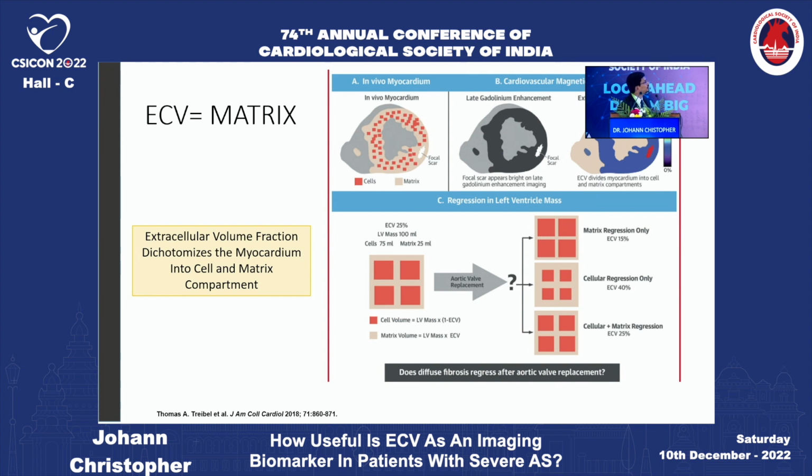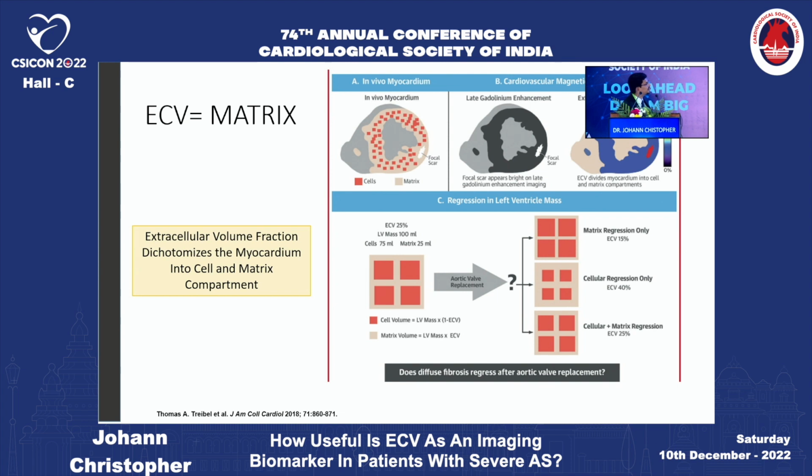Now, we do know that the myocardium has cells and matrix, as you can see here. And we do know that the focal scarring, which is represented by the gadolinium enhancement, which have been very good over the last decade or two, is reliably picked up on the MR. But recently, we have started discovering how we can look at the matrix. And if you look at this cartoon, you will see that there are cells and there is matrix.